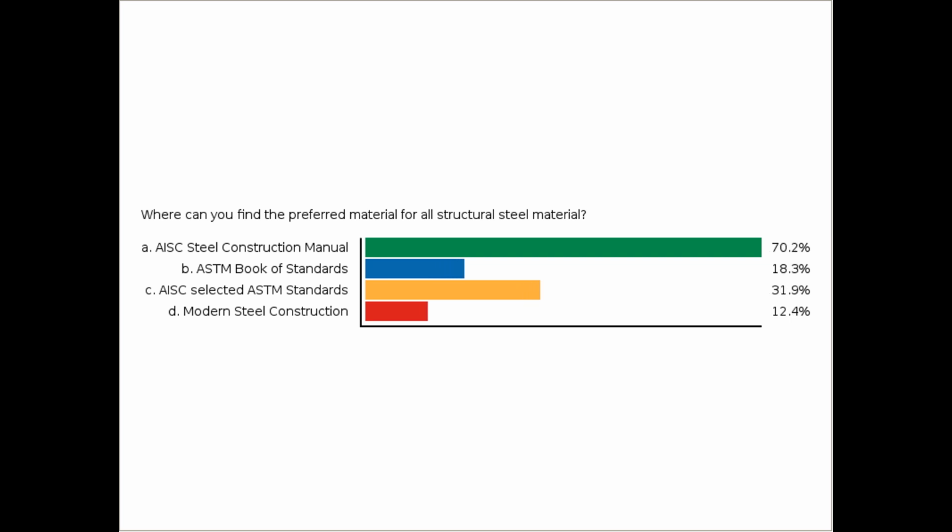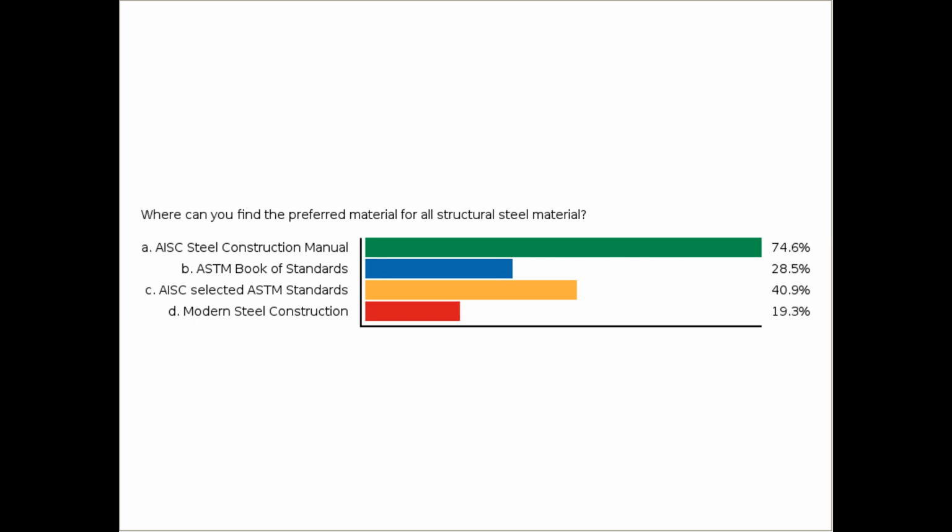The question is where can you find the preferred material for all structural steel material? The AISC Steel Construction Manual, the ASTM Book of Standards, the AISC Selected ASTM Standards, or in Modern Steel Construction. We're going to wait for the answers to slow down here, Larry. Okay, so I think they're starting to slow down.